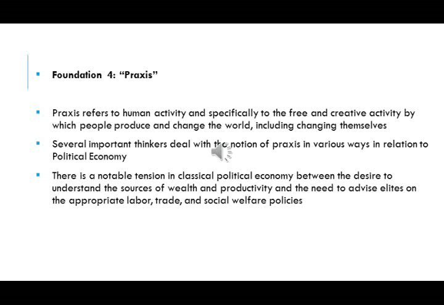Gramsci and Lukács made use of praxis to attack the more deterministic forms of Marxism contained in Kapital and in Engels' retrading of Marx. The term entered debates in communication theory through the work of the Frankfurt School, and particularly that of Marcuse and Habermas, who added weight to praxis by defining it as a general form of action of which labor was one type.